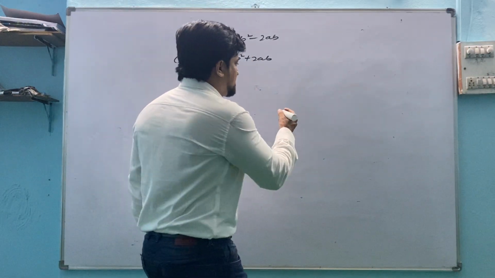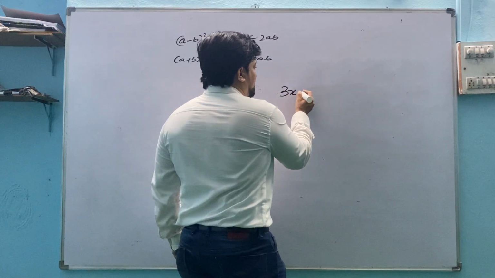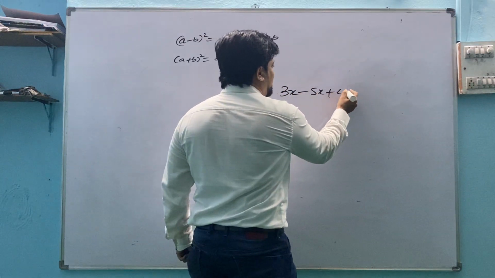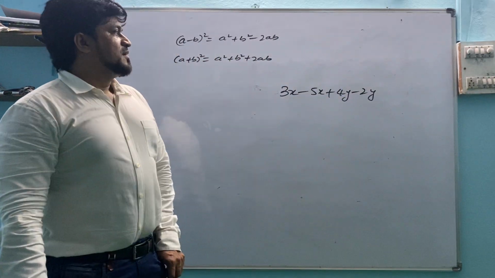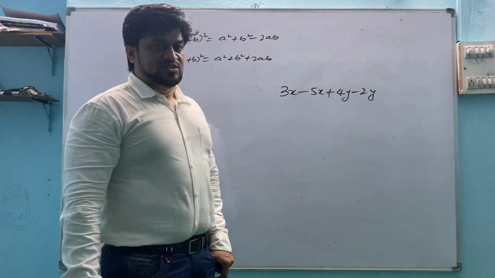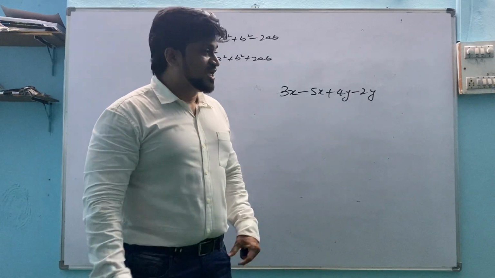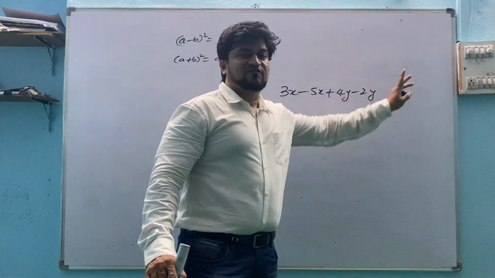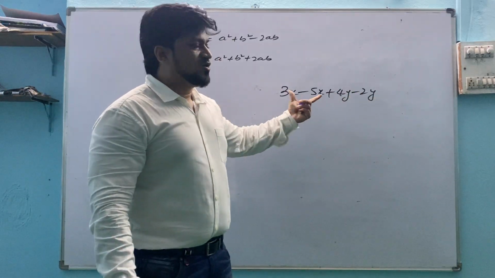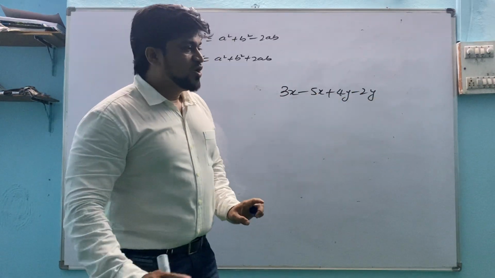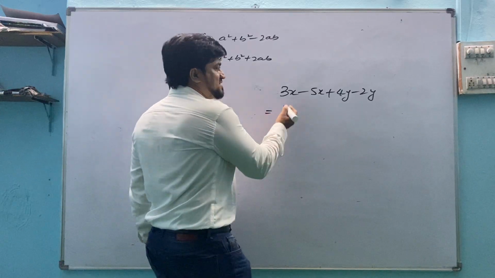Now, in this, 3x minus 5x plus 4y minus 2y. This is one expression given to us. It is not an equation because there is no equals sign given. Whenever you find this, it is an expression in x and y. What you have to do is arrange this in order.